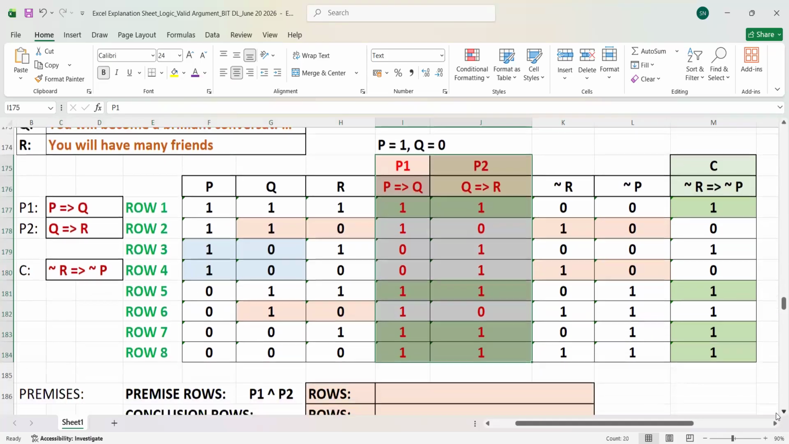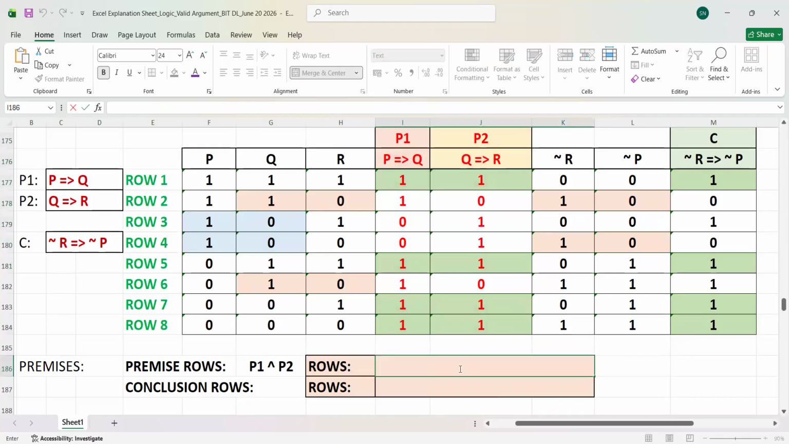Row 1. So P1 and P2 are true in row 1. Which other row? Row 5. Which other row? No, 6 is not true. Rather 7 and 8. So this is where all the P1 and P2 are together true. Remember, they must be together. If they are not together true, then don't pick them up.